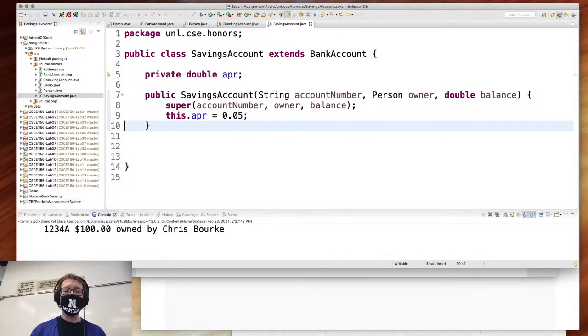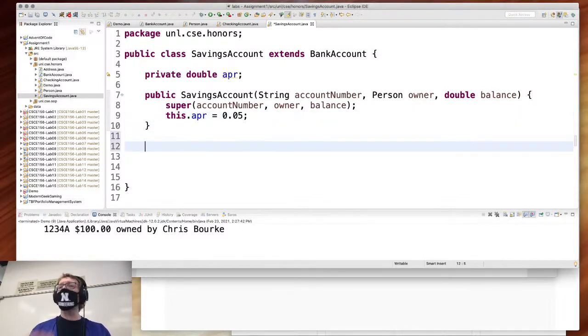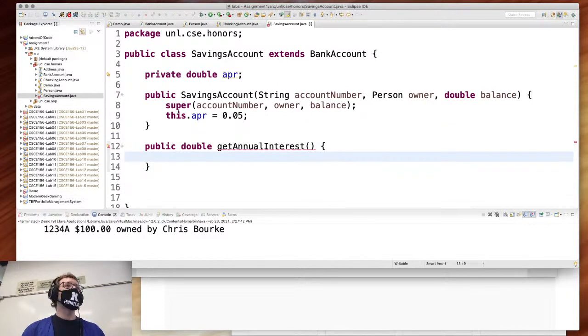One difference might be, and unfortunately I'm going to have to look at my notes here, say that is how you compute the interest on an annual basis. So public double getAnnualInterest. Right. Savings accounts, they don't pay well. What do I have here?